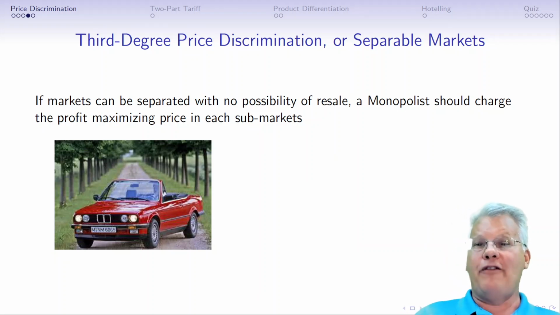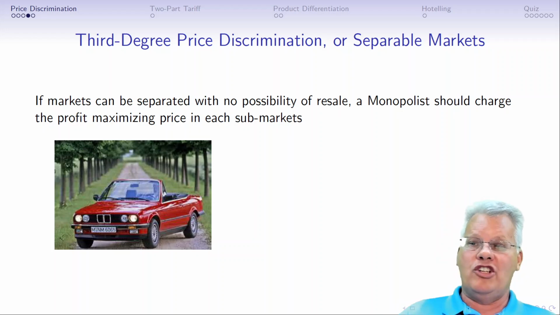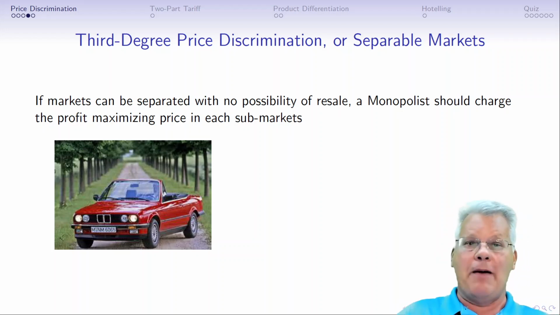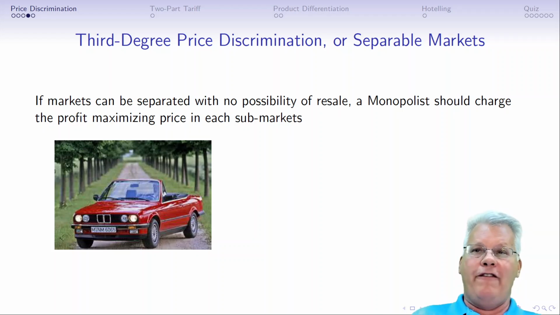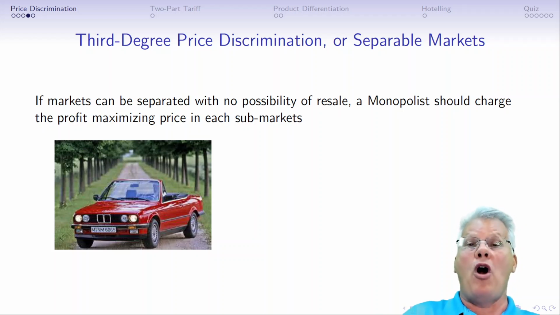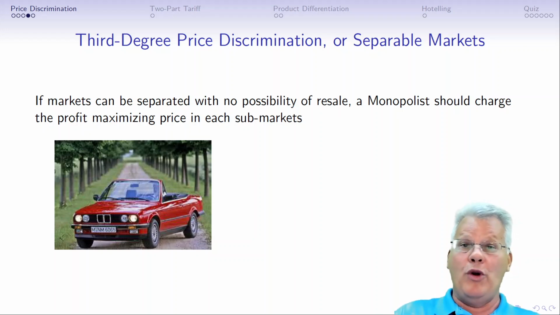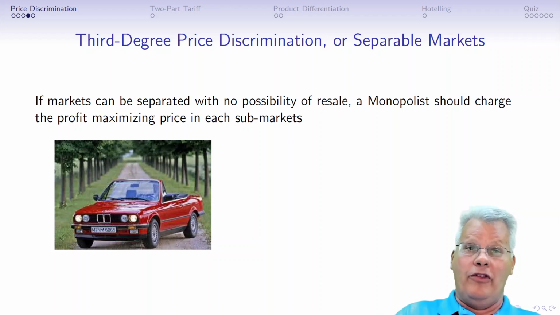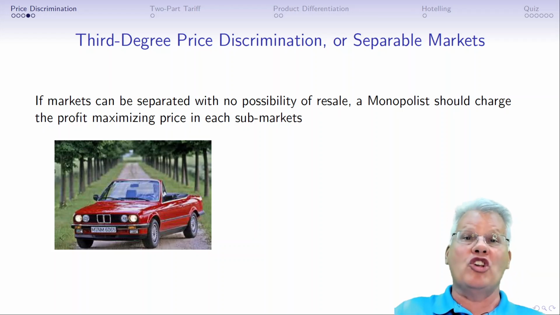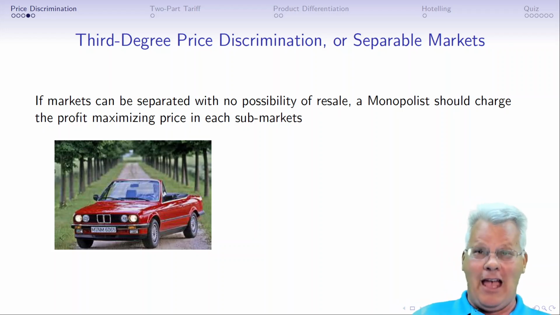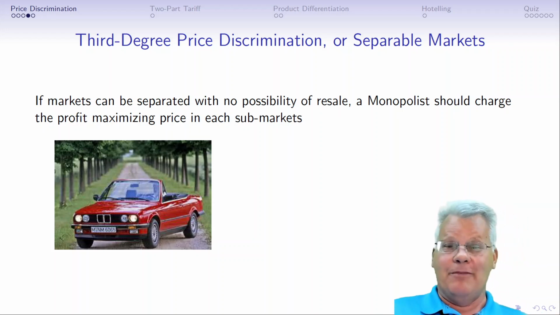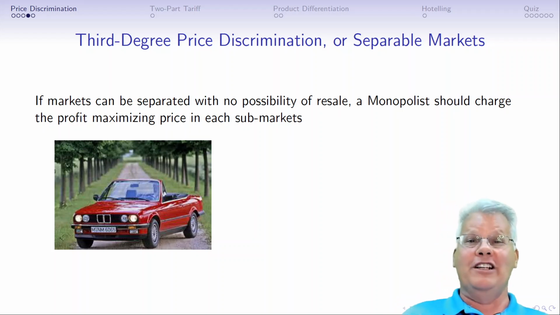And finally, we have third-degree price discrimination, which you could think of alternatively as separable markets. So if a monopolist is selling their unique product in multiple markets and there's no possibility of resale between these markets, this allows the monopolist to charge unique prices in each market, unaffected by what goes on in the other ones. And I would submit that the car market is a wonderful example of this.